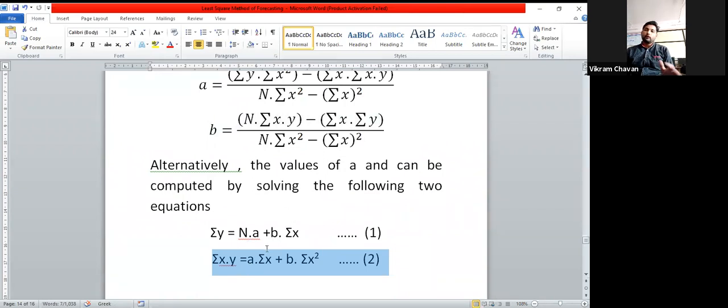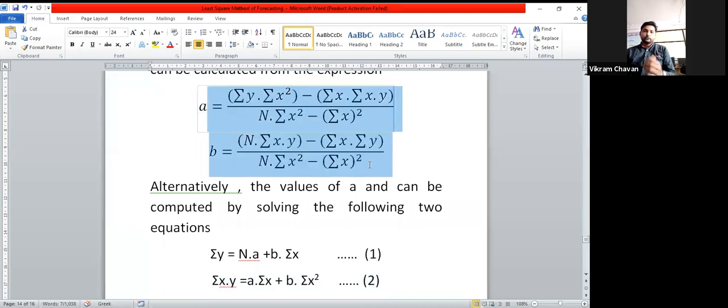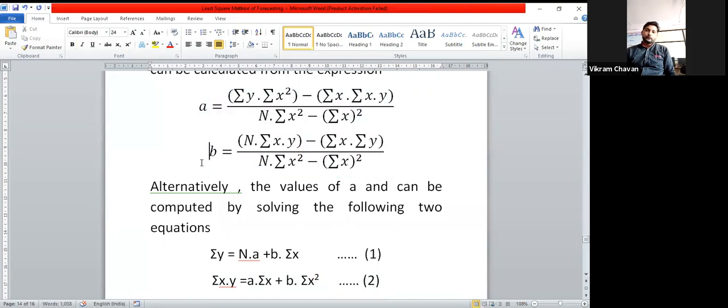We will not go for the derivation part. We can directly remember these two expressions for a and b, as provided here. And we can use these equations whenever the data is not properly sequenced, or there is no correlation, or scattered data is provided to you. In that case, we can use these two equations to determine the a and b values.